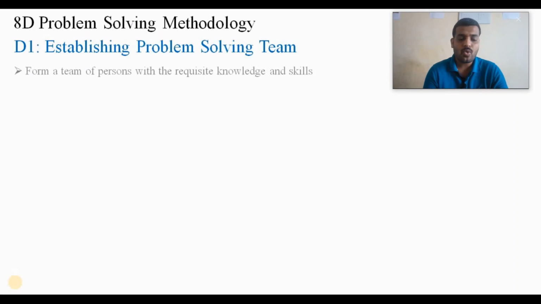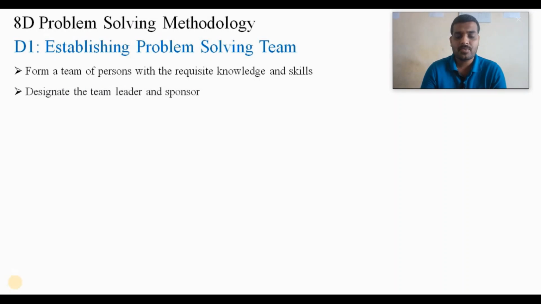Form a team consisting of people who can contribute their knowledge and abilities to solve the problem. Also here you can add a customer representative or supplier representative as well. Then you have to identify the team leader and sponsor, so that the team leader will put the problem solving team together with cooperation from the sponsor. The result of this D1 will be that we have a problem solving team.